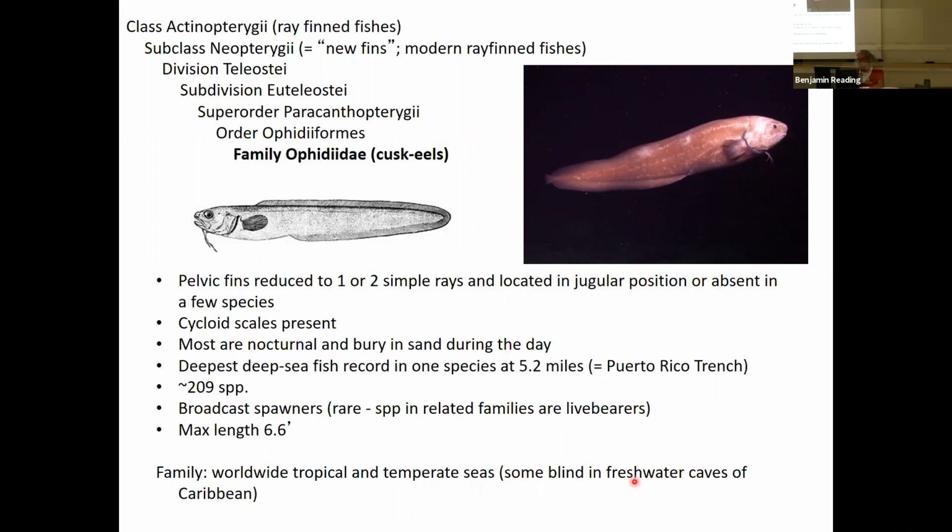Families worldwide, tropical and temperate sea distribution. Some live actually in freshwater caves in the Caribbean and, like the Mexican cave fish, are blind. They don't have eyes because they don't need them if they're in the dark. And likewise, when you're down in the deep ocean, there's not a whole lot of light down there. So oftentimes, these kinds of pelvic fins here that have been reduced are often used for sensory detection. There's taste receptors on those reduced pelvic fins. So this is family Ophidiidae, the deep sea cusk eels.